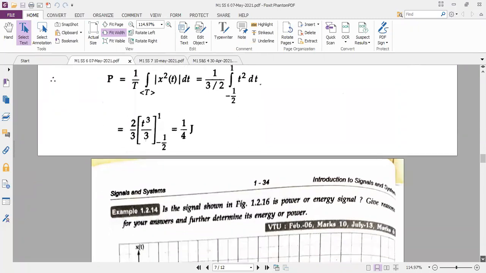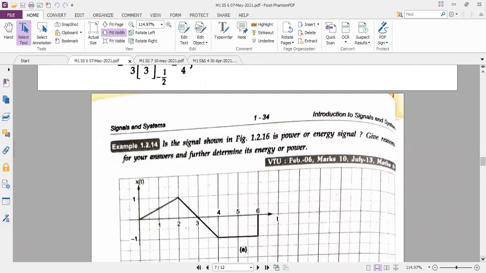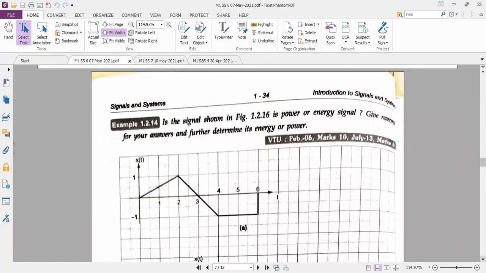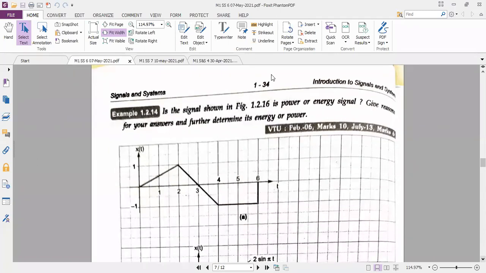I am moving on to the next problem. See, you can copy this question which is shown on the screen. The signal shown in the diagram, see, this is the diagram. Is the signal power signal or energy signal? If it is power, you have to calculate the power. If it is energy, you have to calculate the energy. From the diagram, you can see whether it is an energy signal or a power signal.